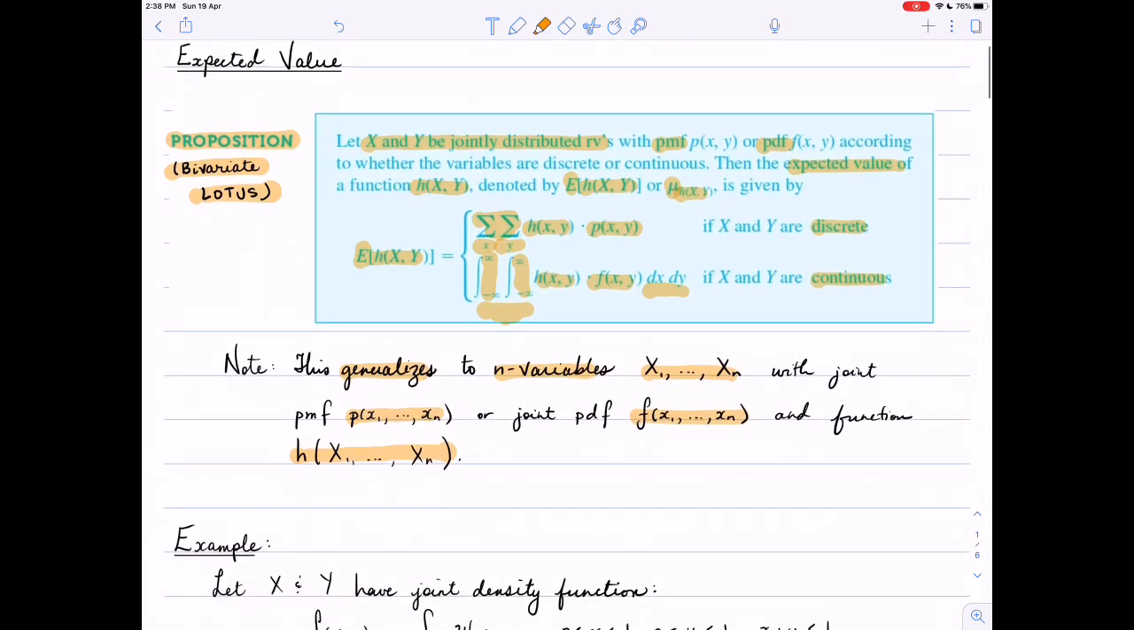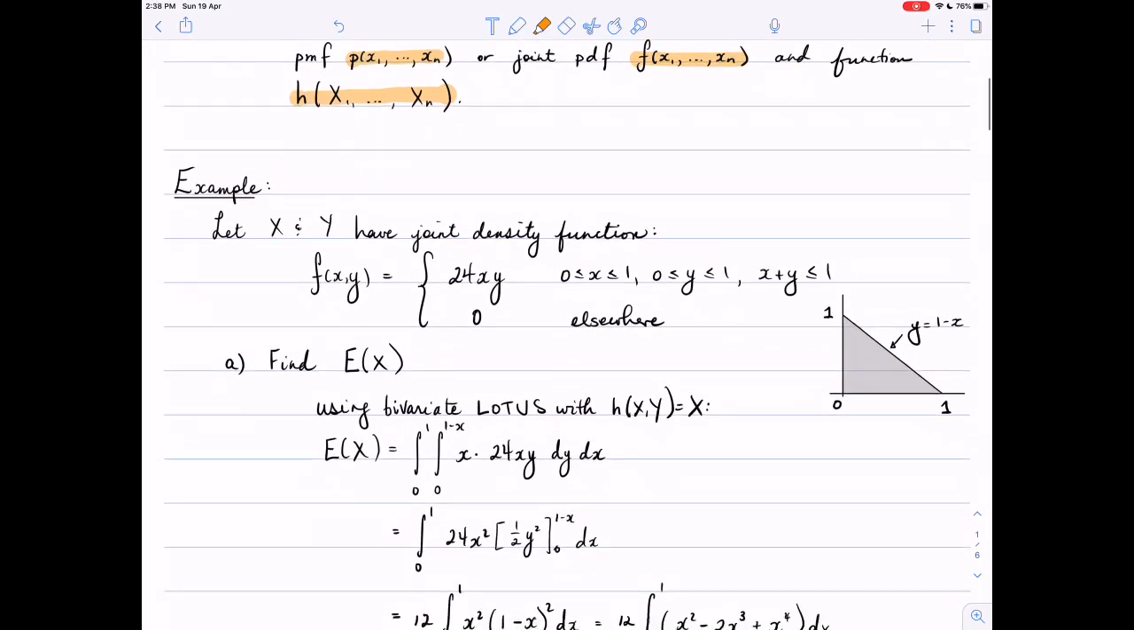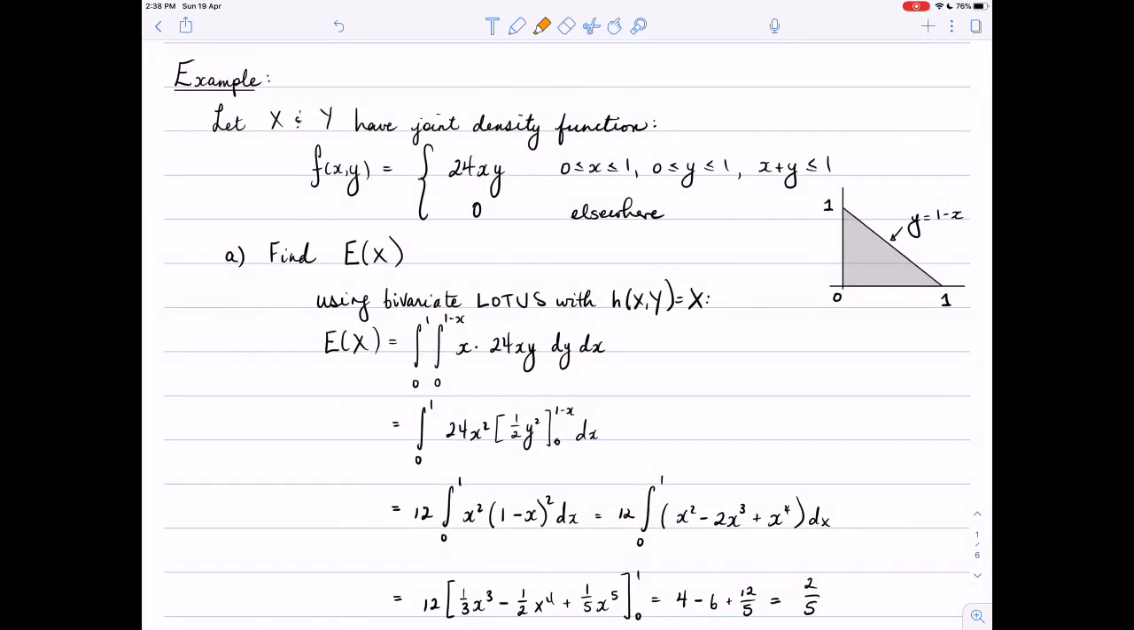So let's look at an example here. Let X and Y have joint density function given as written here. So f of x,y is 24xy on this region, which is 0 less than or equal to x less than or equal to 1, 0 less than or equal to y less than or equal to 1, and x plus y less than or equal to 1. That turns out to be this triangle right here, and 0 elsewhere.